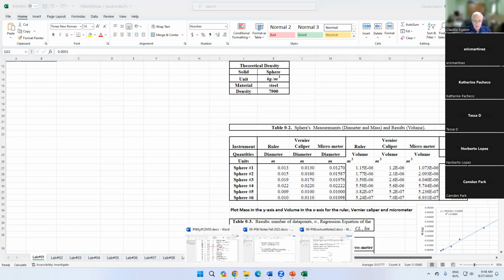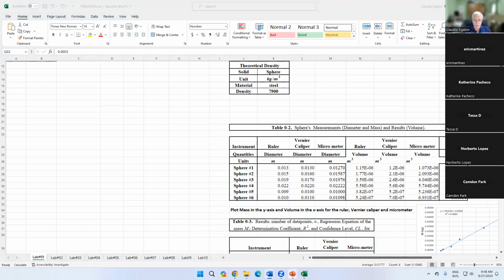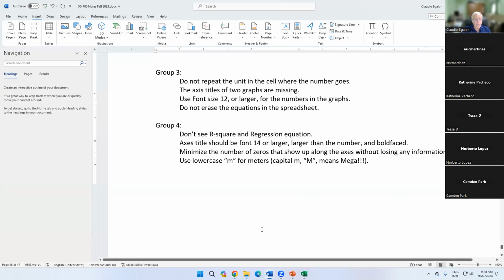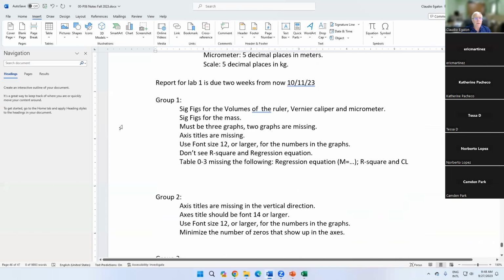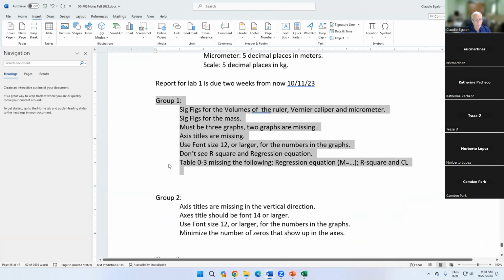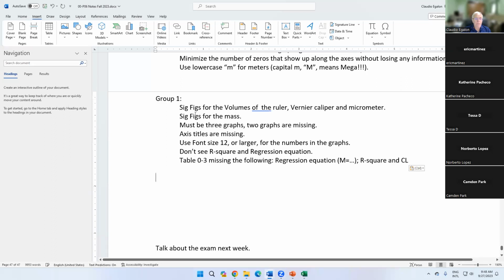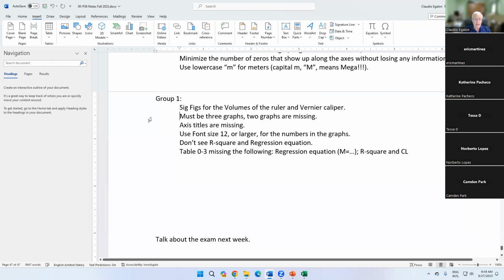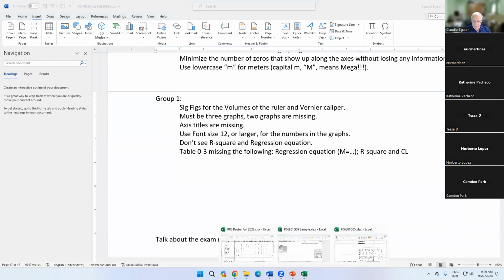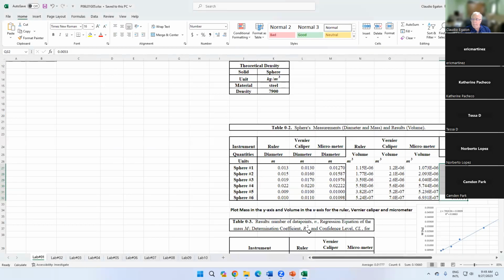Okay, significant figures for the volume, for the ruler and vernier caliper volumes. Group 5. Let's copy this one, right? Of the ruler and vernier caliper, and vernier caliper for the volumes, right? Of the ruler, good. Significant figures of the mass, we don't have a problem with that. All right, all the units look good.